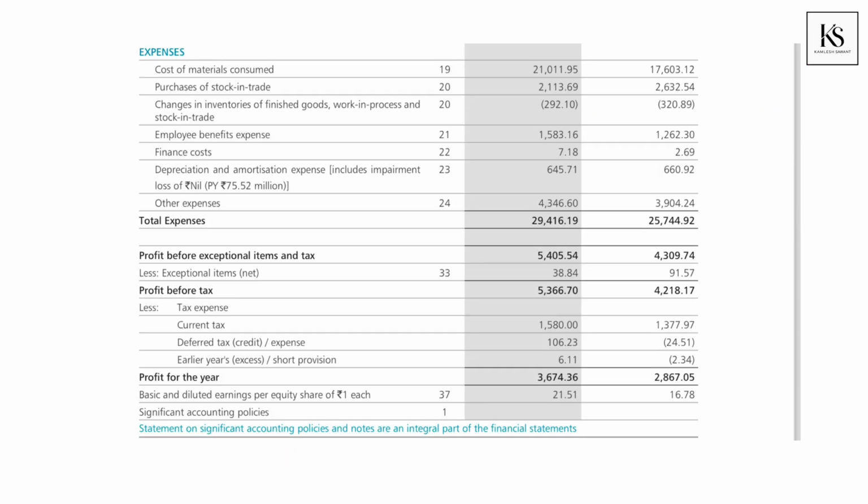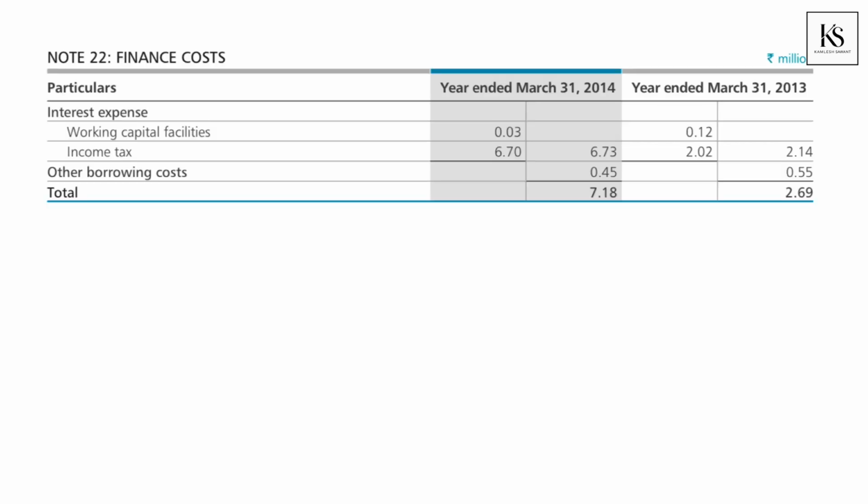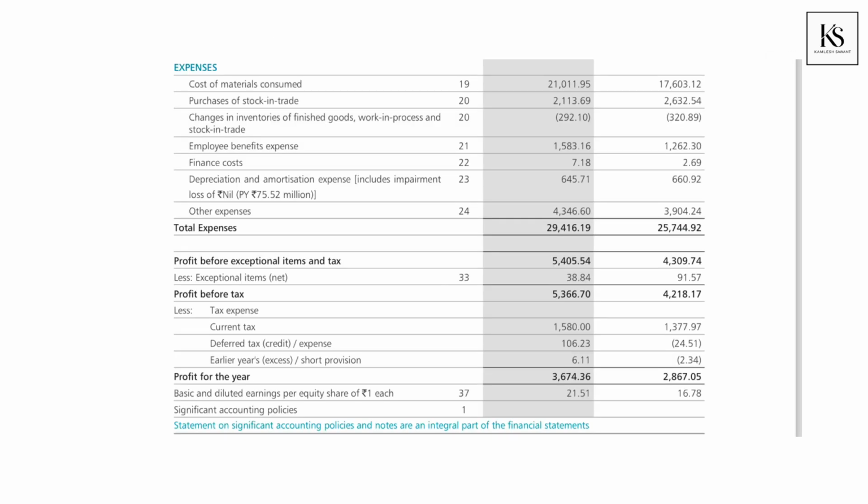The next line item is finance cost, or finance charges, or borrowing cost. Finance cost is interest cost and other cost that an entity pays when it borrows funds. The interest is paid to the lenders of the company. The lenders could be banks or private lenders. The company's finance cost stands at 0.7 crores for the FY14. We will discuss more about the debt and related matters when we take up the video on the balance sheet later.